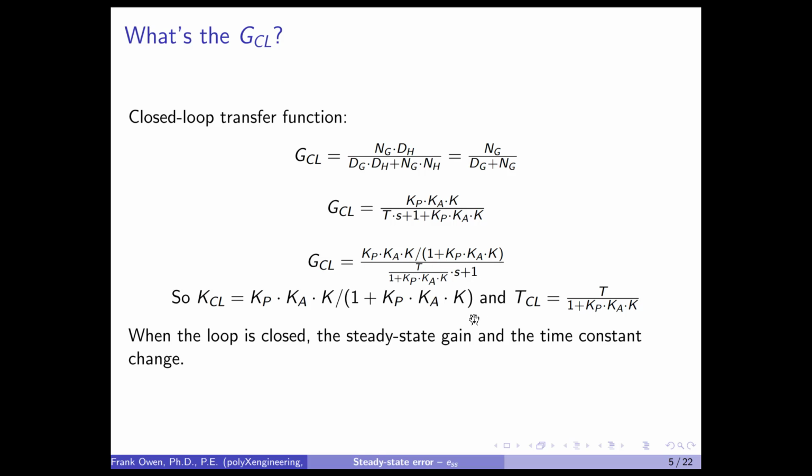So this shows really what happens to the loop when you close it. Closing the loop has the effect of changing the steady state gain of the closed loop system, and also changing the time constant of the closed loop system.